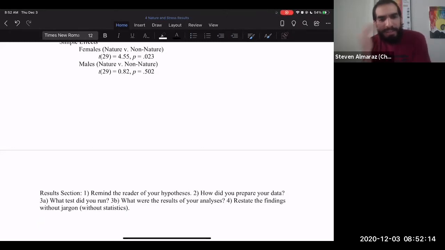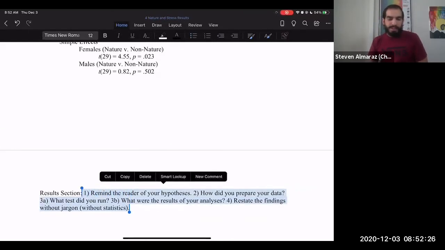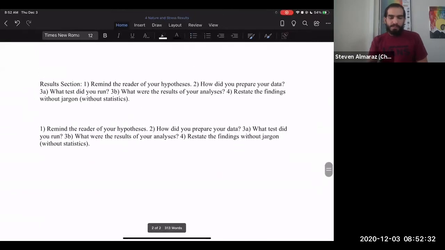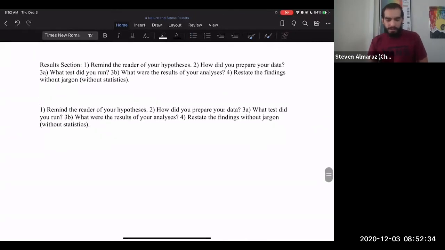And the next thing that I want to do is help myself format my results section. So here's what I'm just going to do. I'm going to copy all this information. These are the 4 things that I need to include. I guess there's 5. I'm just going to copy that and put it down here. And I'm going to start writing my results section.